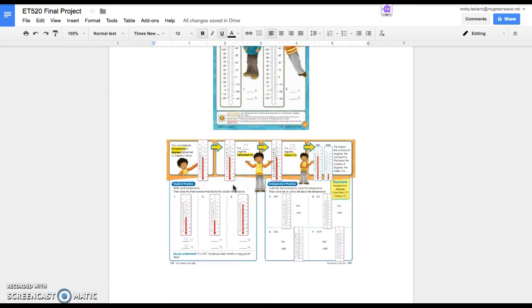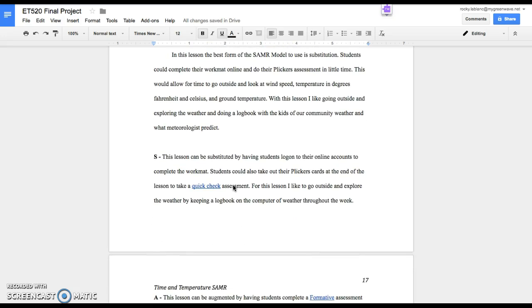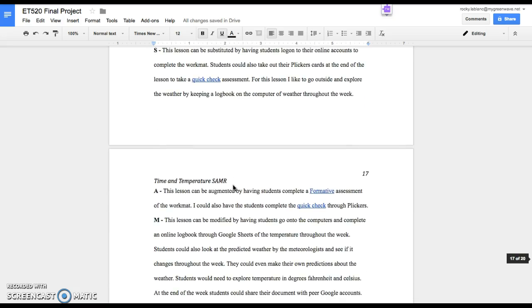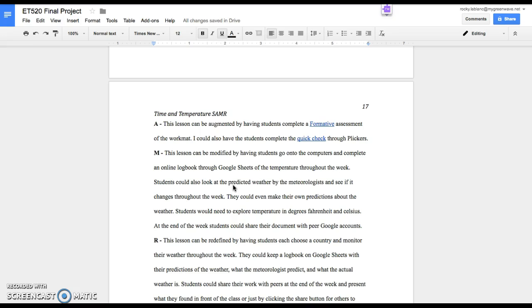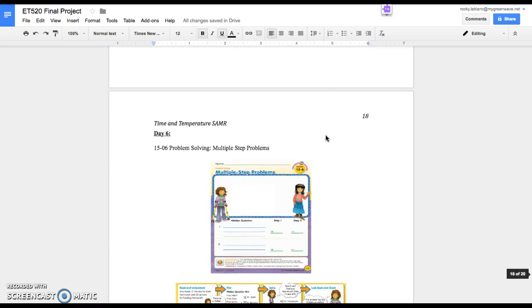This lesson is day 5, the temperature in Fahrenheit and Celsius. One thing that I really like to do with the students is go outside and allow them to use their own temperature gauges. It would be cool to go online and document the degrees Fahrenheit and Celsius throughout the week, and that's definitely a way that students could modify the lesson. One thing I could augment the lesson with is having students take a formative assessment of degrees Celsius and Fahrenheit, so that they know the differences of what the freezing points are and stuff.